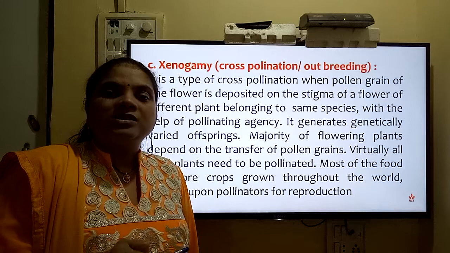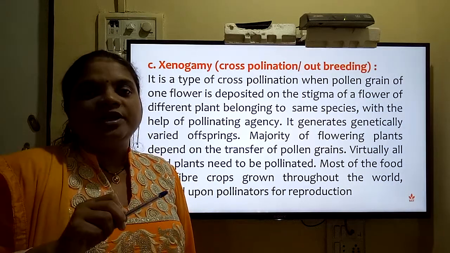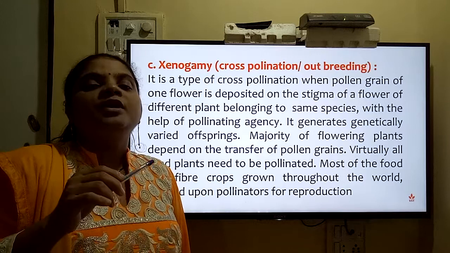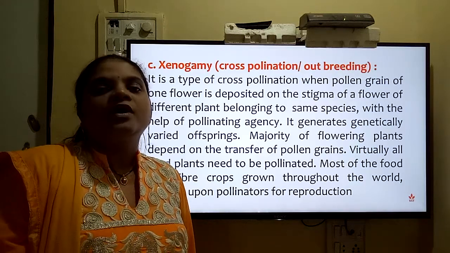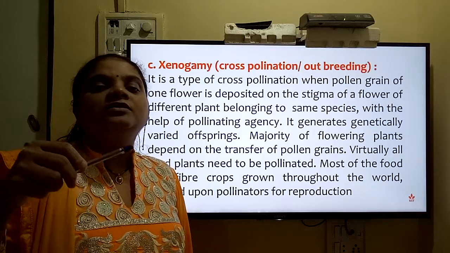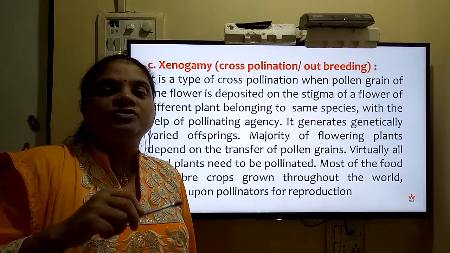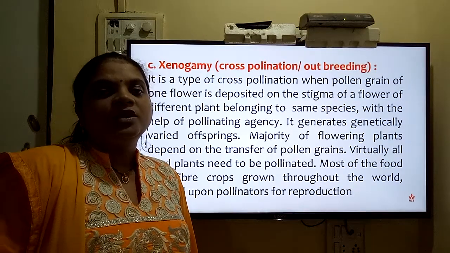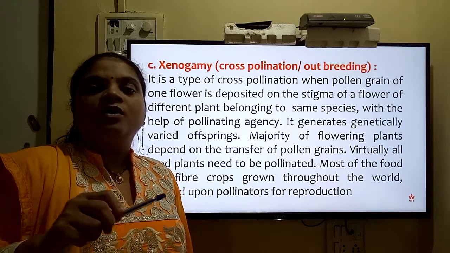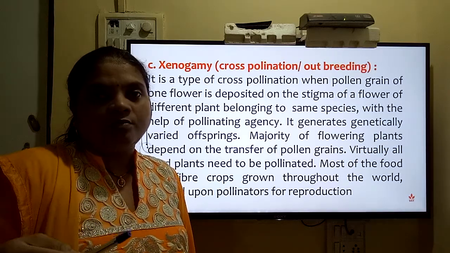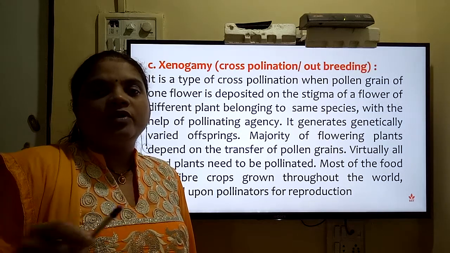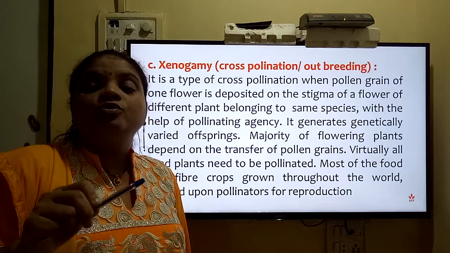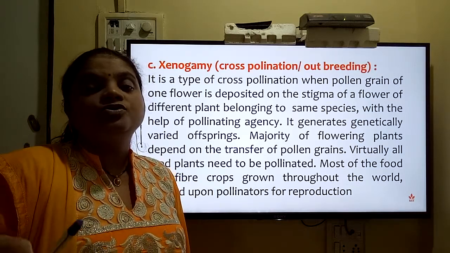Here it requires pollinating agents. The pollinating agents transfer the pollen grains from one flower to another flower. So here the chances of genetic differences increase, and the offspring are genetically different from their parents. So we can observe variations in cross-pollination. Most flowering plants need to be pollinated, including crop plants, the food and fiber crop plants. These crop plants are grown all over the world, and they require pollination to carry out reproduction and produce seeds.